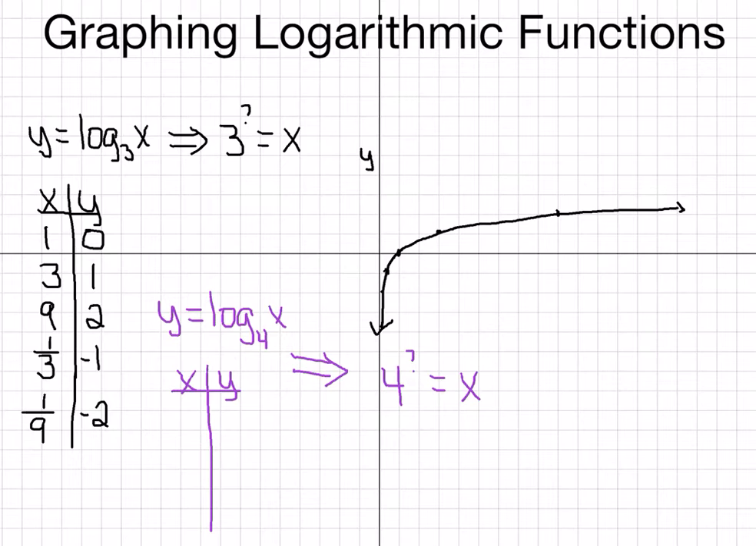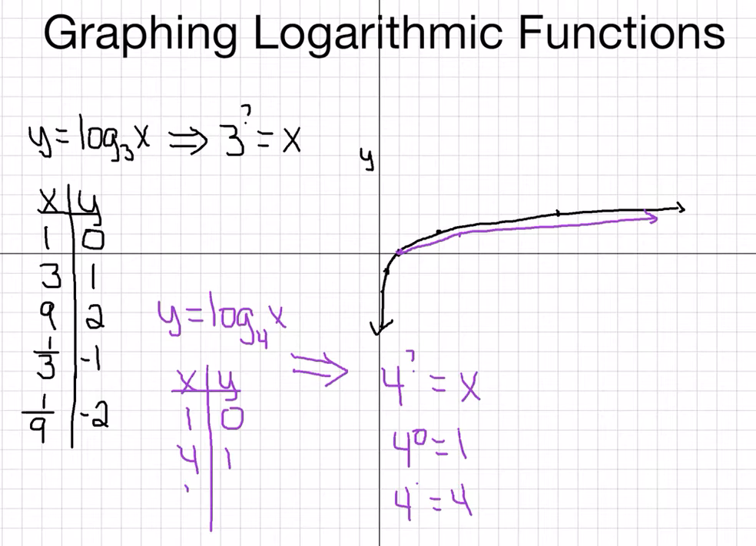So let's go with a 1. 4 to the 0 power is 1. All right, so it's 0. So (1, 0), a common point there. Let's try 4. 4 to what power equals 4? 4 to the first. So (4, 1). Oh, this one is just going to start to go like this. The next one will be (16, 2).